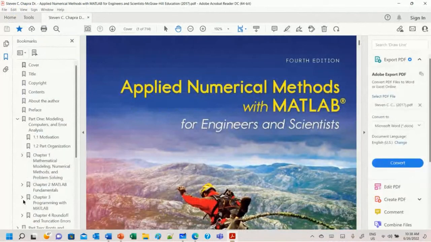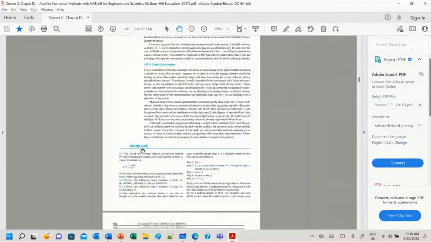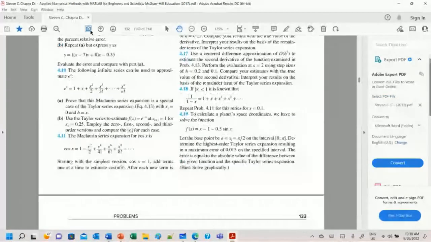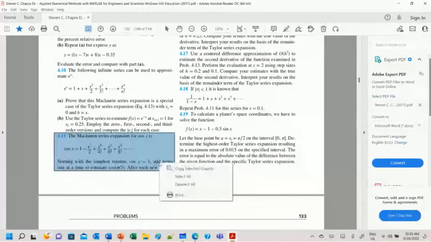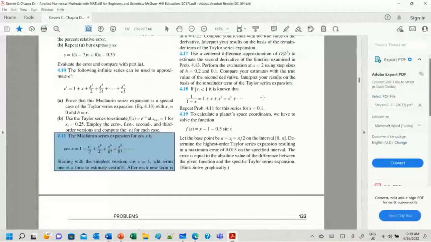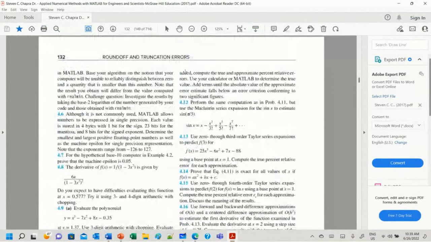Chapter 4, problems. I'll look at problem 4.11. Just copy the problem there first.